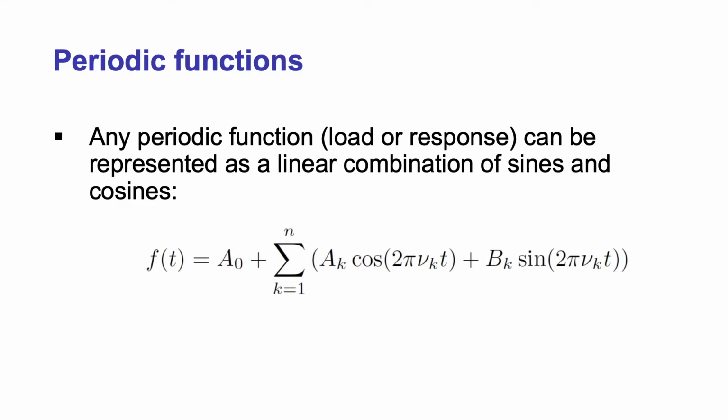Here, a sub k and b sub k are the amplitudes of the cosine and sine parts of the kth harmonic, and nu sub k is the harmonic's frequency. Besides, a sub naught is included to model any ordinate shift.